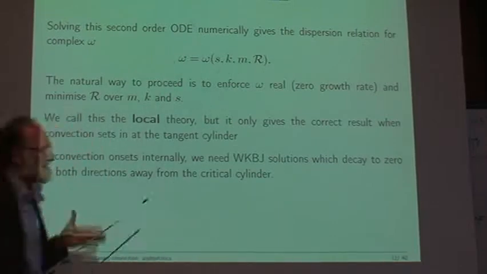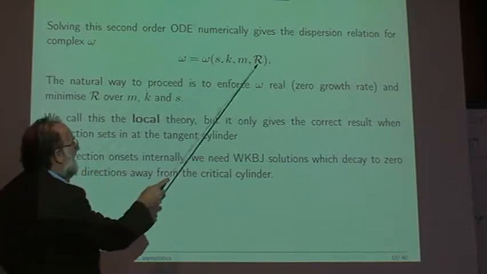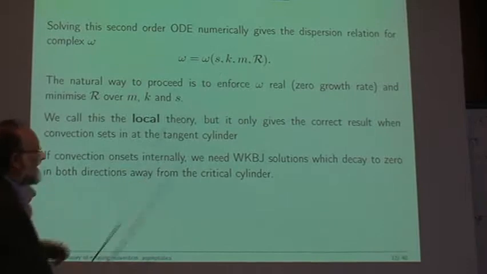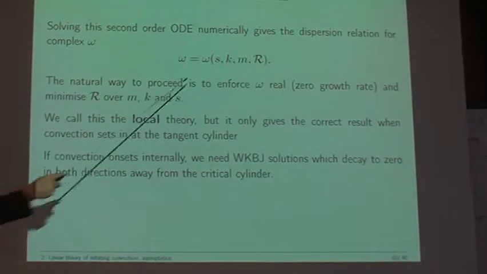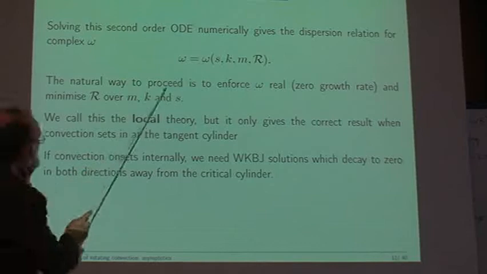You can think of this now as a dispersion relation in terms of S, K, M, and R. Now, R is the Rayleigh number, M is the scaled wave number in the azimuthal direction, and S is the actual local value of S, which is normally the tangent cylinder value if you are onset close to the tangent cylinder. But not, of course, always.